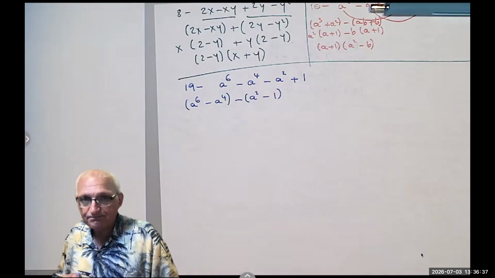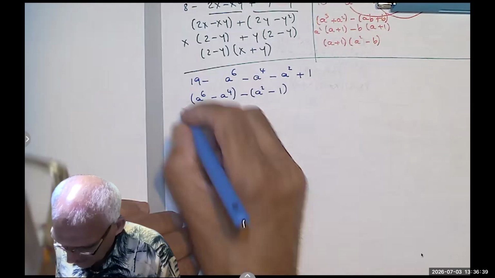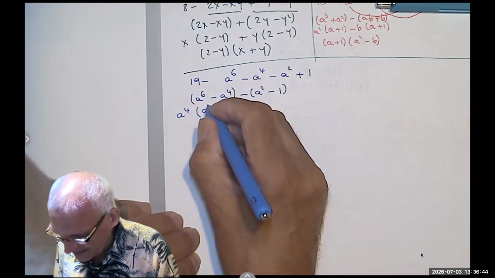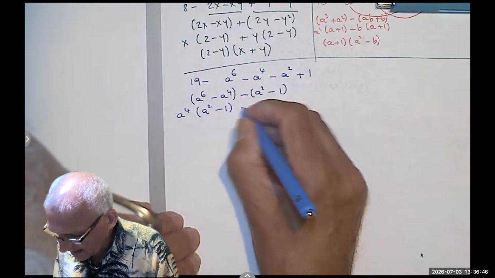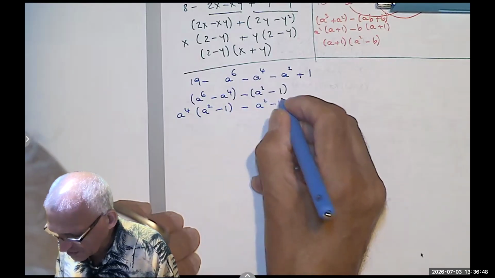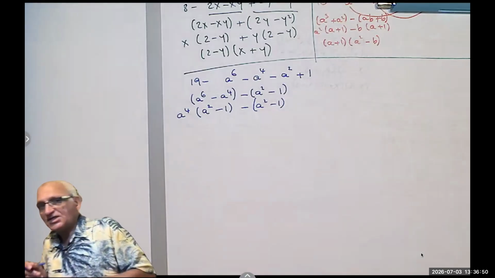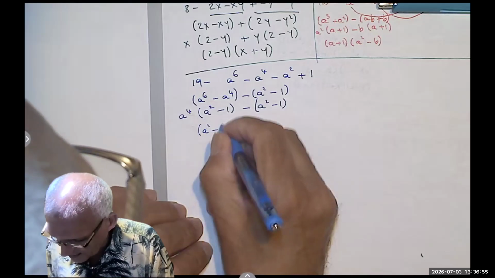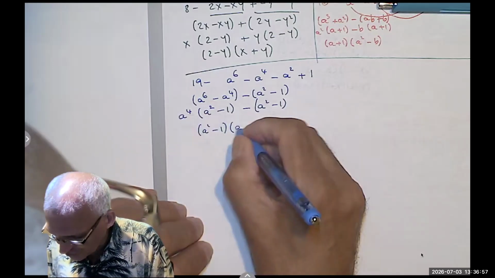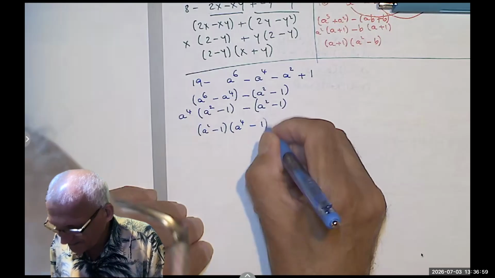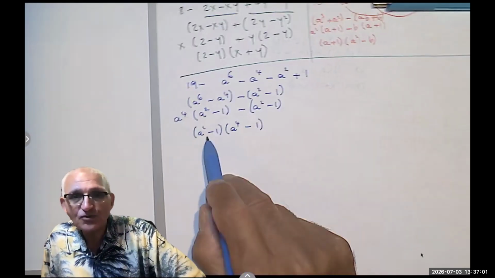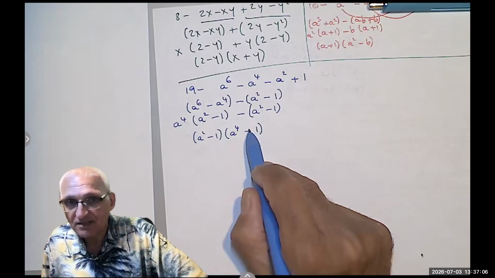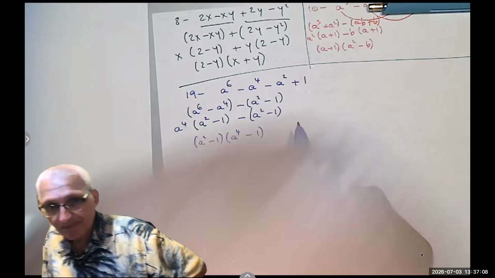Be careful. I can factor a to the 4th. That leaves me with a square minus 1 minus a square minus 1. This one is the tricky one. I'm going to factor the a square minus 1. And that leaves you with a to the 4 minus 1. This is a difference of two squares, and that's also a difference of two squares. So don't do this and stop.